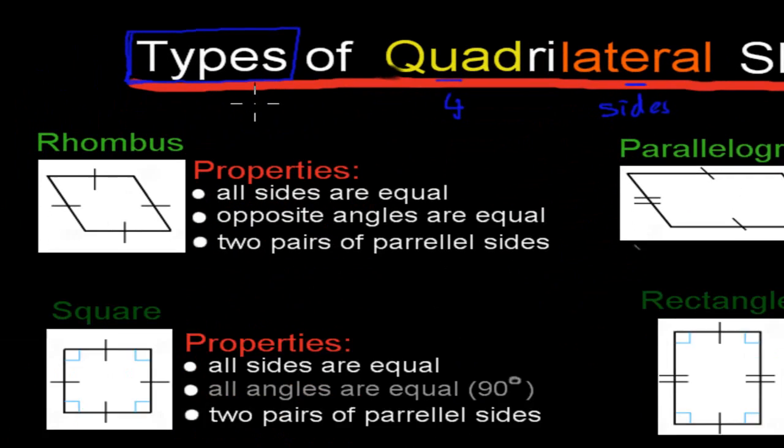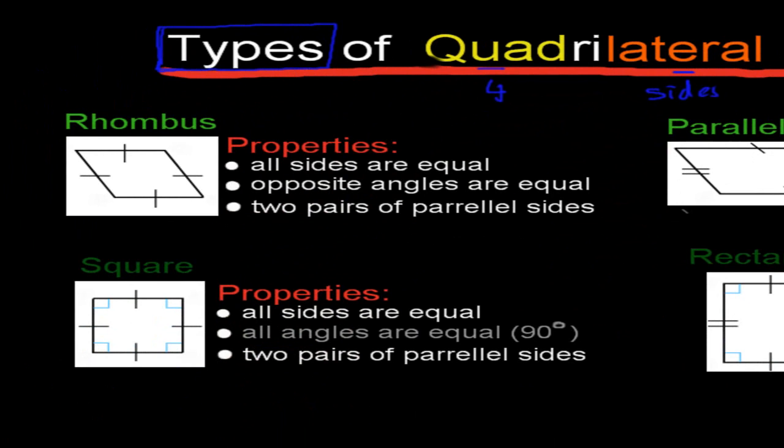Now the first one we're going to talk about, and we're going to talk about 2 at once, is the rhombus and the square, because they're quite similar with just one property being different. And you need to know all of the properties of all these different shapes I'm going to go through. So for the first one, a rhombus, we have all sides being equal. Remember, these dashes here mean that each of these 4 sides are going to be equal.